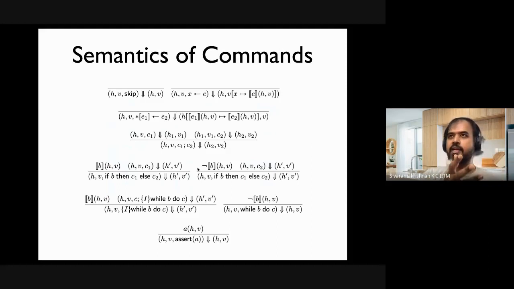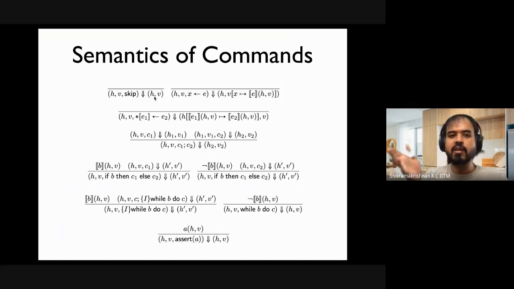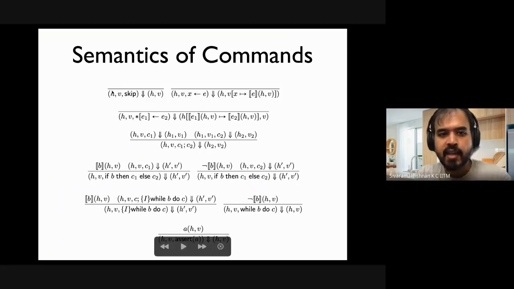Here, because we have a heap, the left-hand side of the big step evaluation includes the heap, right? It takes the heap, the valuation, and the command, and the big step evaluates to a pair of the heap and valuation. So the meaning of the program, whatever it does, is its effect on the heap and the valuation, right? That is the meaning of big step semantics. That is how it is organized.